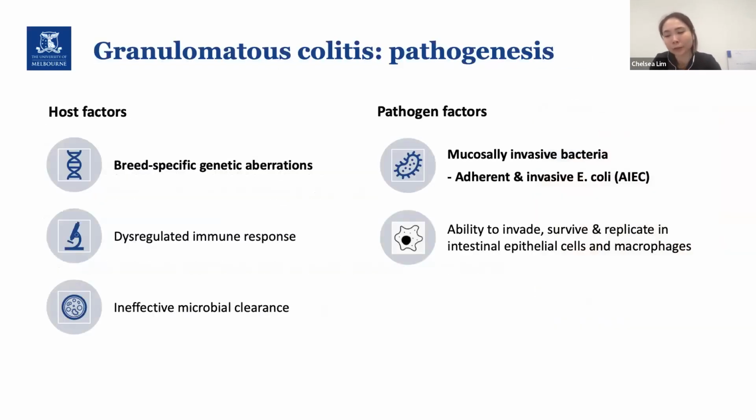Both host and pathogen factors contribute to the development of GC. Host factors encompass that of breed-specific genetic aberrations, specifically that in boxers and French bulldogs, a dysregulated host immune response, and overall ineffective microbial clearance. Pathogen factors refer to specific virulence characteristics of mucosally invasive bacteria, not typically found in health, in particular adherent and invasive E. coli. These bacteria possess the ability to infiltrate gastrointestinal mucosa and survive within macrophages to incite and perpetuate granulomatous inflammation.